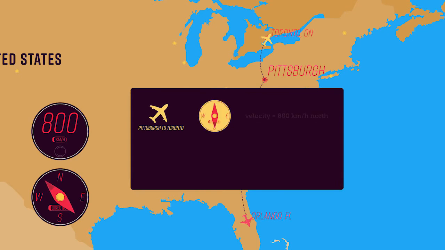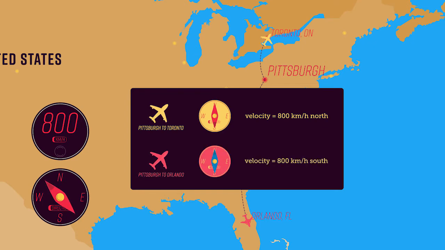The plane that is flying to Toronto is going north to Canada. This means its velocity is 800 kilometers per hour north. The plane that is flying to Orlando is going south to Florida. This means its velocity is 800 kilometers per hour south. Both flights will travel at 800 kilometers per hour, but in different directions. This is a great example of when two objects have the same speed, but different velocities.